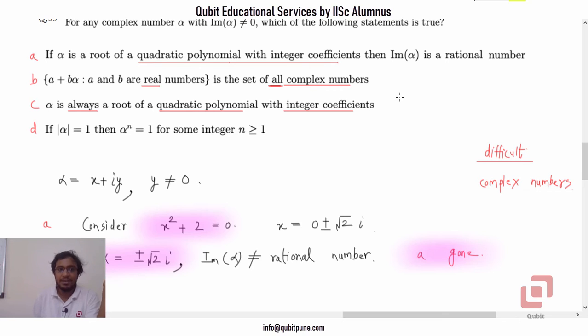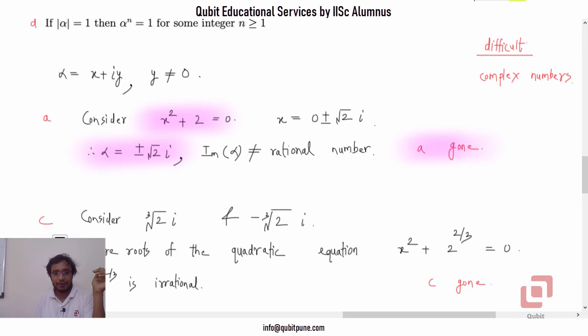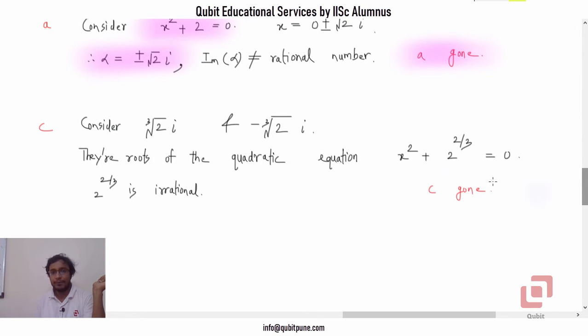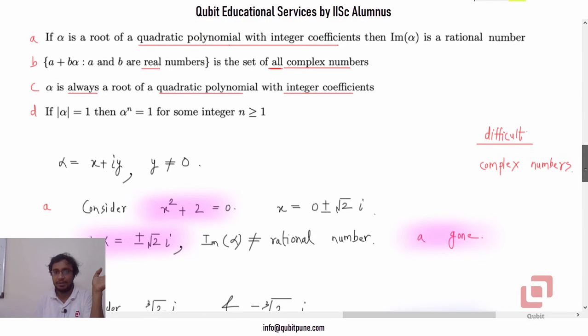Option C. Alpha is always a root of a quadratic polynomial with integer coefficients. Always a root, with integer coefficients. Which means if we now pick a polynomial whose coefficients are not integers, and if we could find alpha, then with the given condition that the imaginary part of alpha is not equal to 0, option C will automatically get eliminated. So this is what I have done. I have modified the quadratic equation that I used in option A, and this time I am going to take x squared plus 2 raised to 2 by 3, or you can say x squared plus cube root of 4, which is an irrational number, so forget about it being an integer.